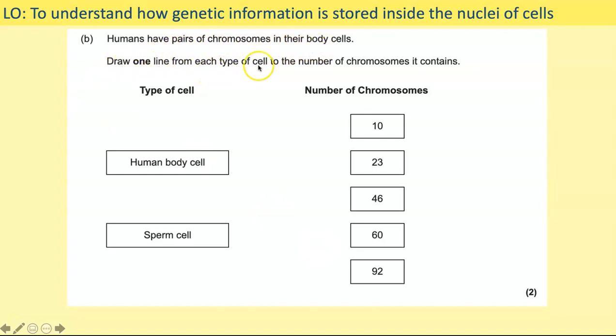Draw one line from each type of cell to the number of chromosomes it contains. We've got a human body cell, which is diploid, meaning it has 46 chromosomes. And then we have a sperm cell, which is haploid, meaning that it must have 23 chromosomes.